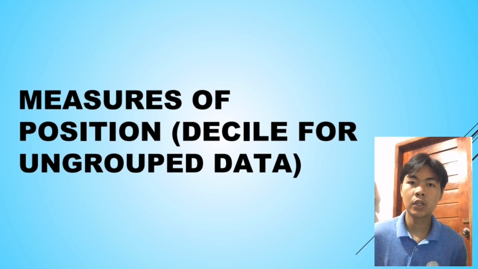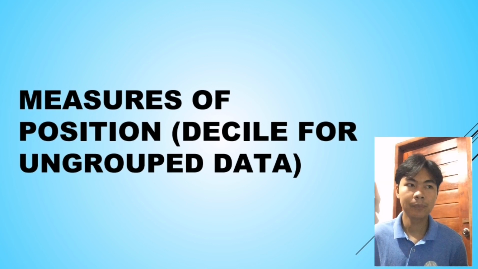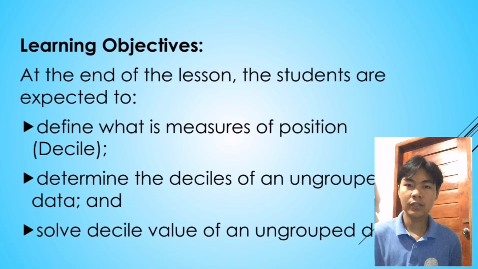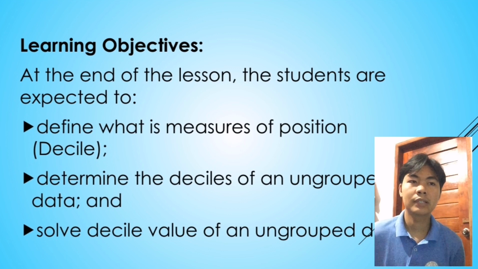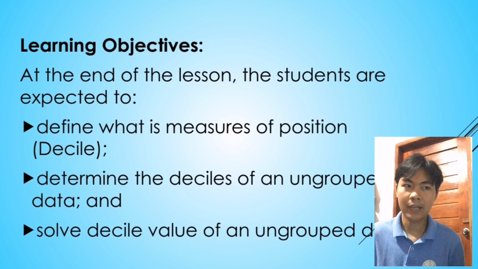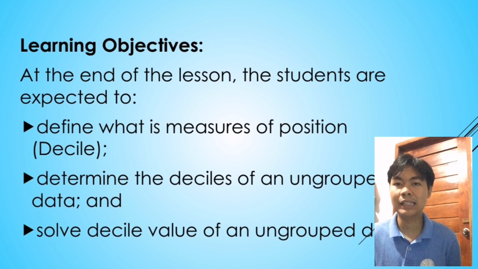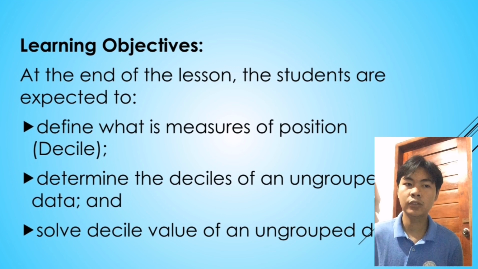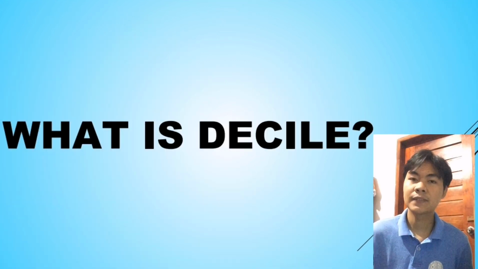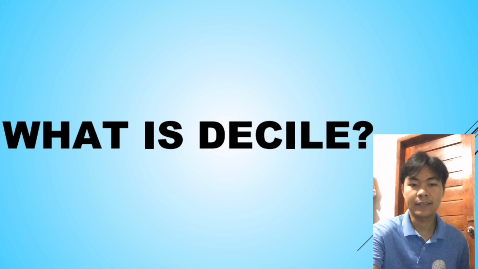Okay, before we proceed on our discussion, let us be guided on our learning objectives. So at the end of the lesson, the students are expected to define what is measures of position for decile of ungrouped data, determine the deciles of an ungrouped data, and solve deciles value of an ungrouped data. Moving on, let us first define what is decile.